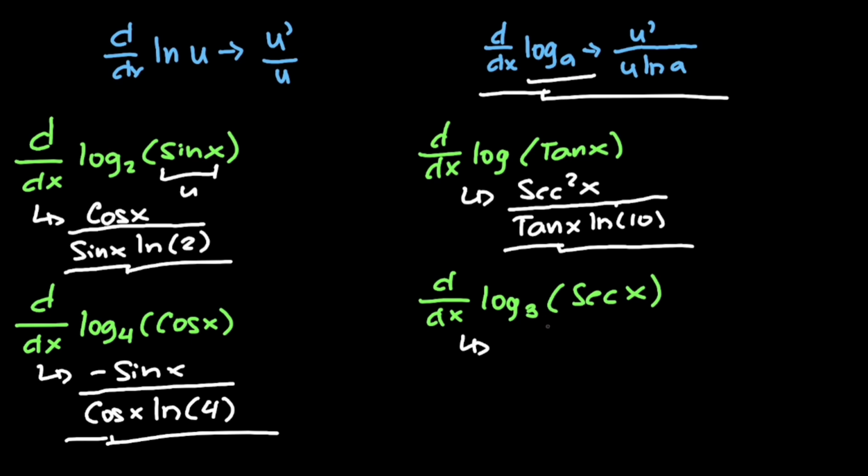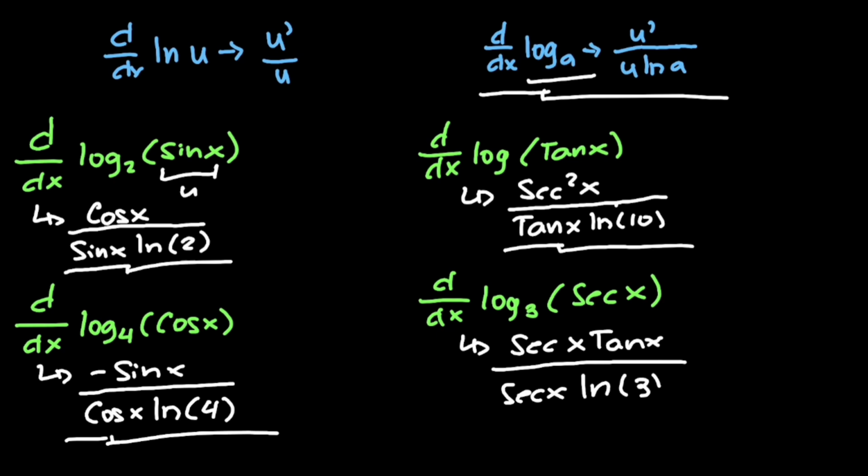The derivative of logarithm of secant of x with the base of 3 is secant of x tangent of x over secant of x multiplied by the natural logarithm of 3. These two can cancel each other out, which brings us to tangent of x over ln of 3.